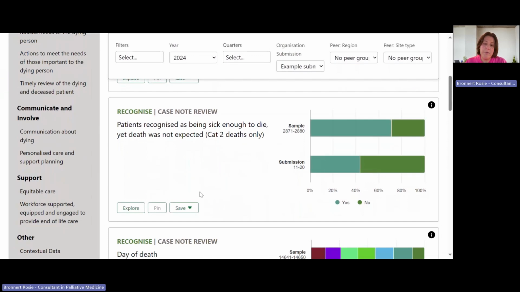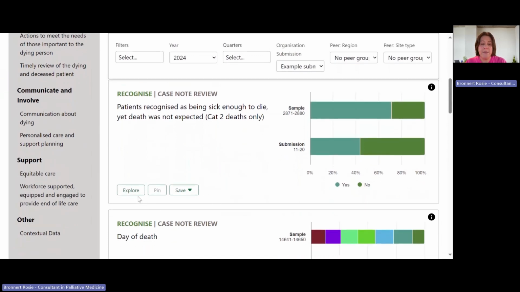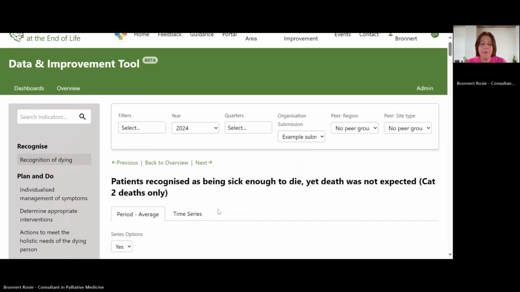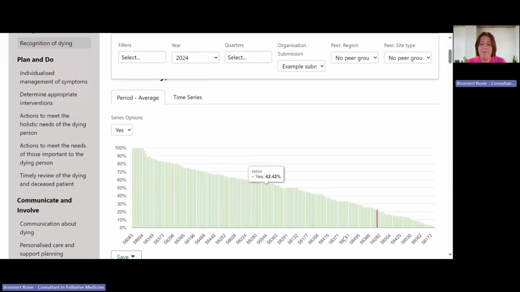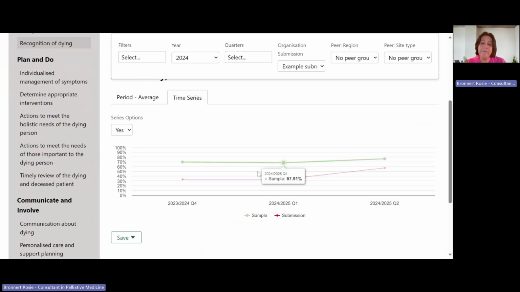You can use some of the other views to help understand where you fit in the national picture by using the Explore view here. This shows where the example submission fits in. For example, here it does show quite clearly that things are in the tail of discussions at this point. You can then look at a time series, which will become progressively more helpful as we have more different quarters, and see that things have slightly improved in the third submission quarter.